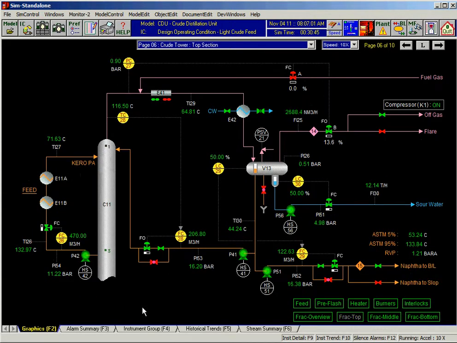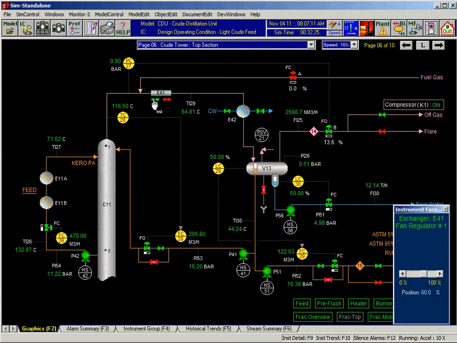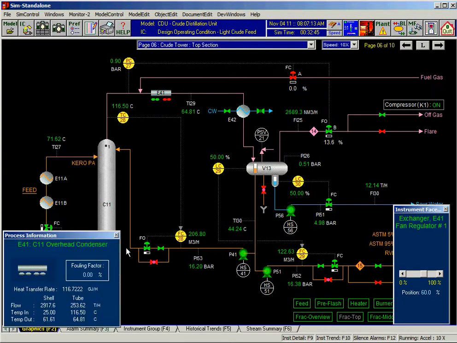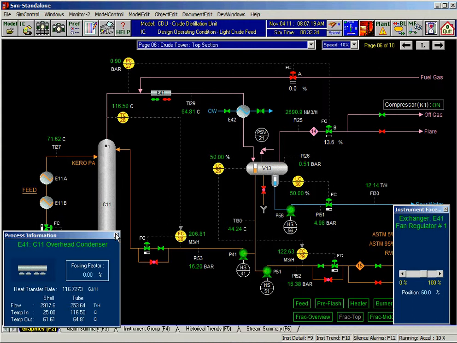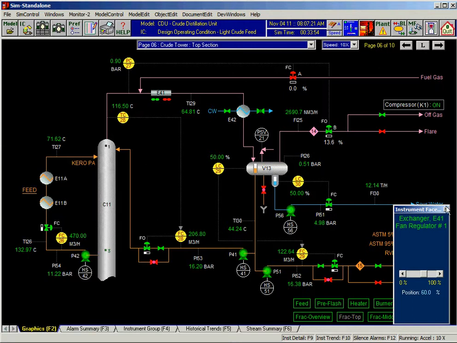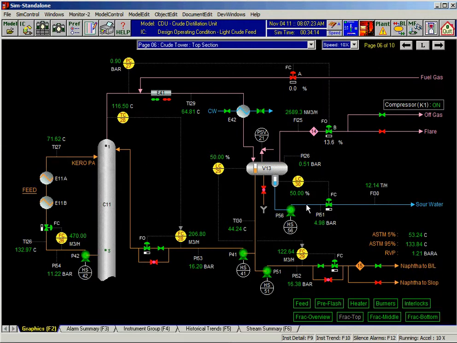Now if you want to operate it, then we have a detailed display for the overhead system, where the pump around is in flow control, and these are the feed preheat exchangers. In the overhead we have cooling water exchangers. We can click on the overhead condenser to see how much heat is being transferred. We can foul the overhead condenser, followed by a trim water-cooled condenser.